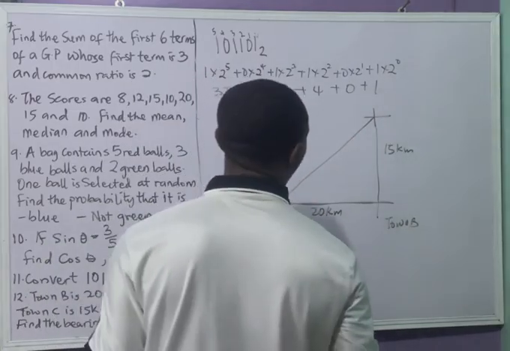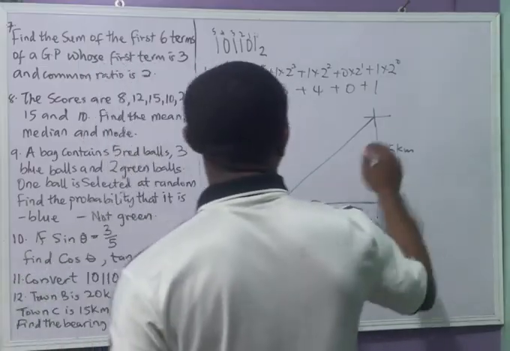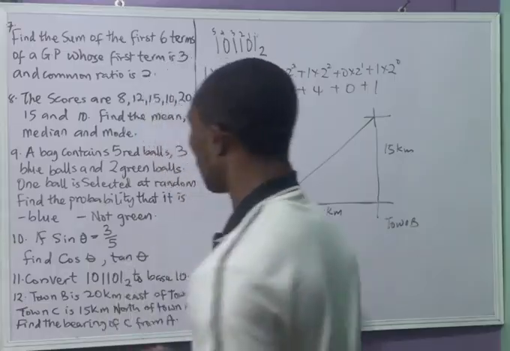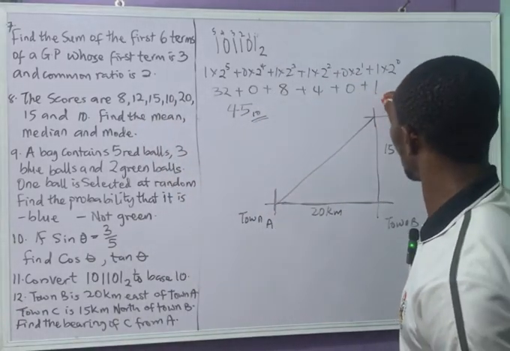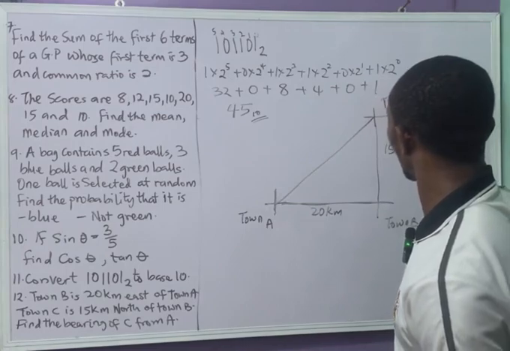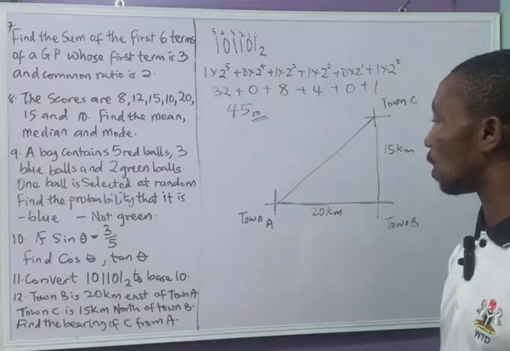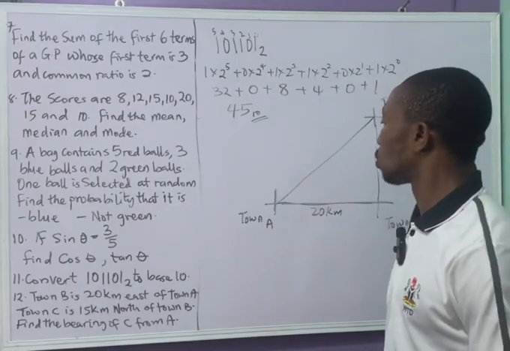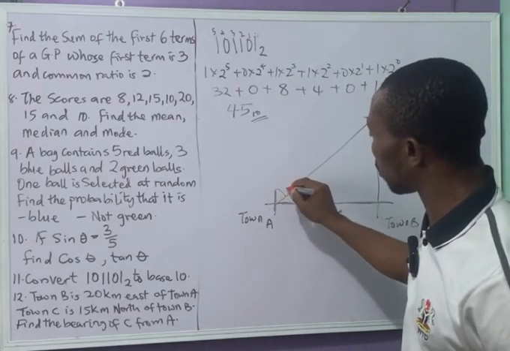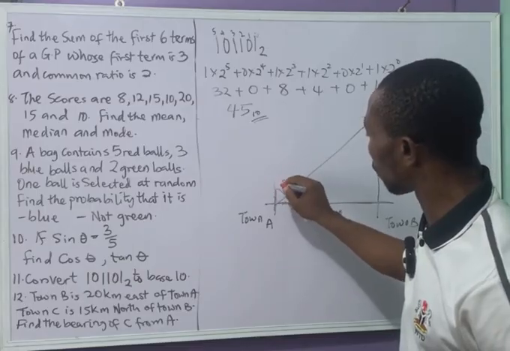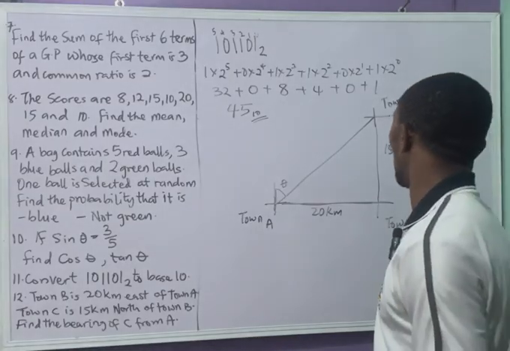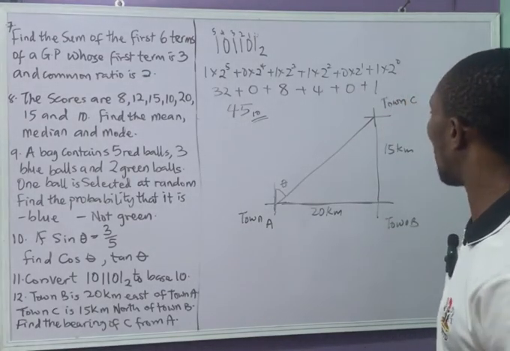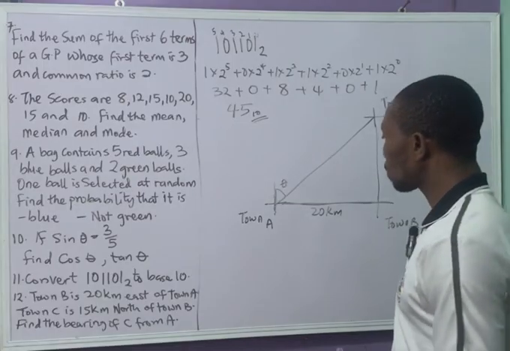Alright, so we are asked to find the angle of the bearing of C. This is town C. The bearing of C from A. So we are asked to calculate this angle. We have to find theta. The bearing of C from A. Now, how do we go about calculating that?